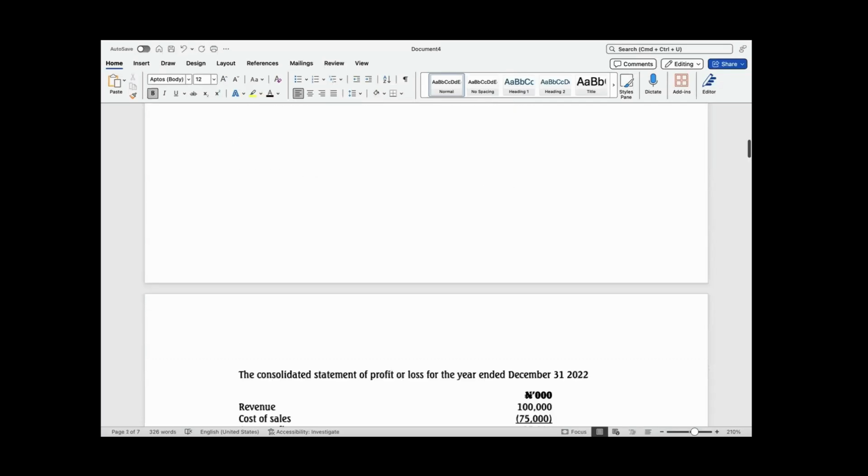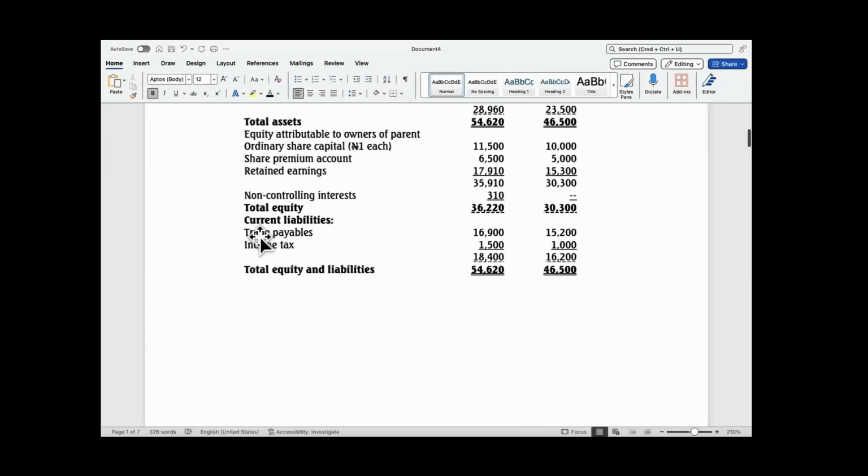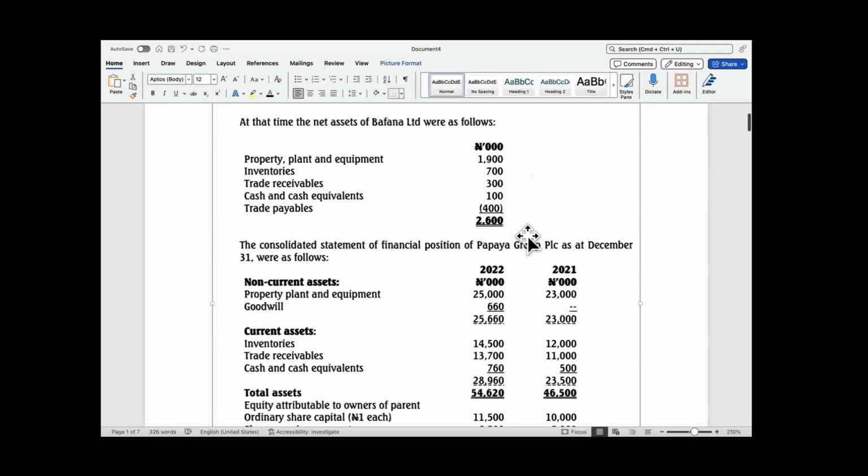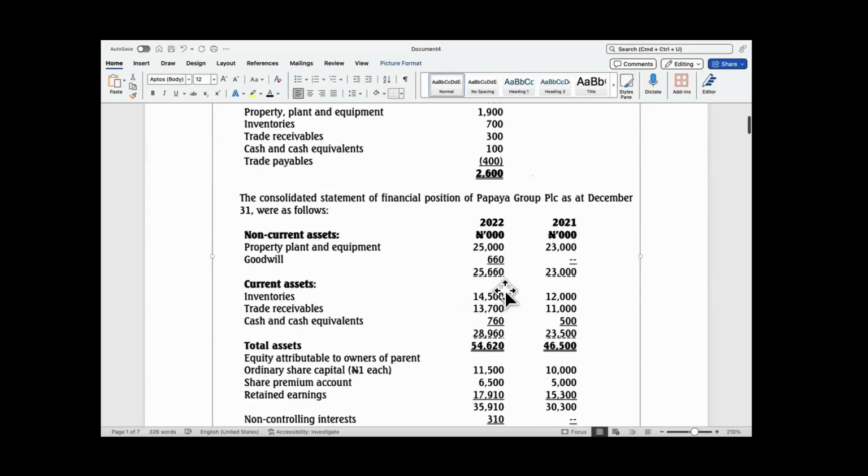So adjustment for working capital. So my inventories. Please, class, listen to this one now. This is the only difference. Ordinarily, we would have just done the increase in inventory, 12,000 minus 14,500. That will have given me the increase. But since we bought a subsidiary, this subsidiary figure will have been consolidated to get this 14,500.